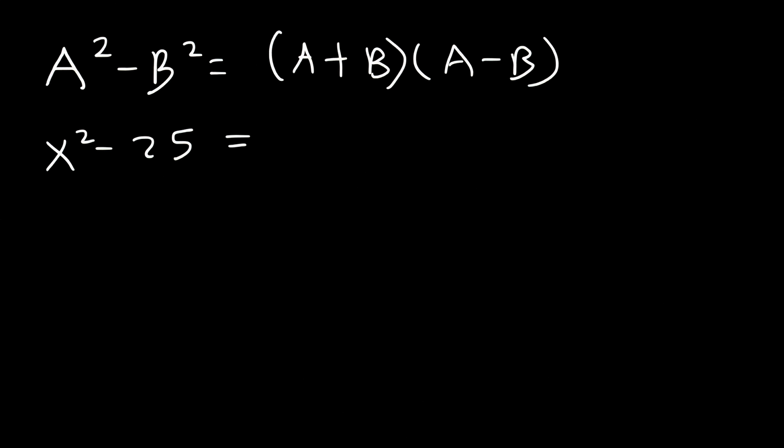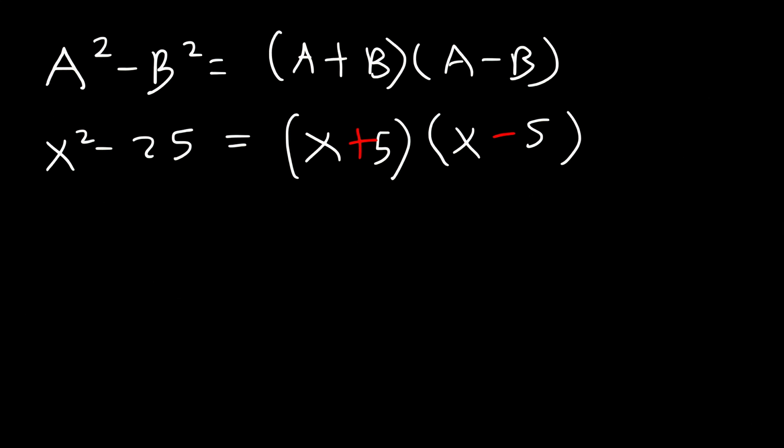X squared is a perfect square because you can take the square root of it. 25 is a perfect square. 5 times 5 is 25. So what you need to do is take the square root of x squared, which is x, the square root of 25, which is 5, and one of them is going to be plus, and the other is going to be minus. So knowing that, try this one.